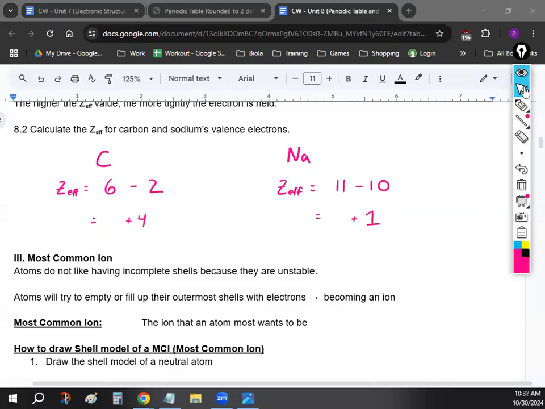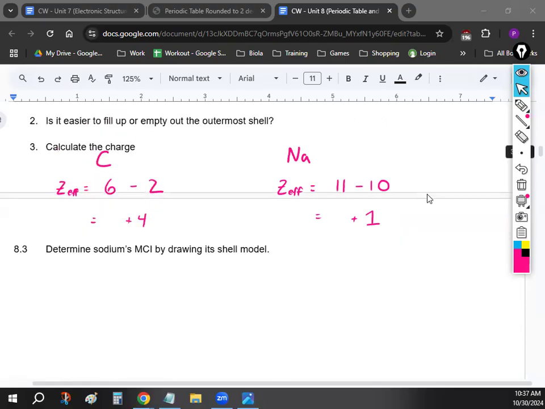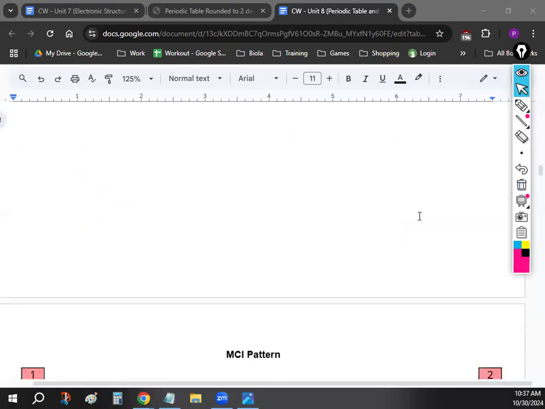We're going to talk about something called most common ions. We actually briefly touched on it when we were talking about the Lewis structure of ions. So I'm just going to skip a lot of this and just go to the pattern, okay? Just because this will be most helpful for you.